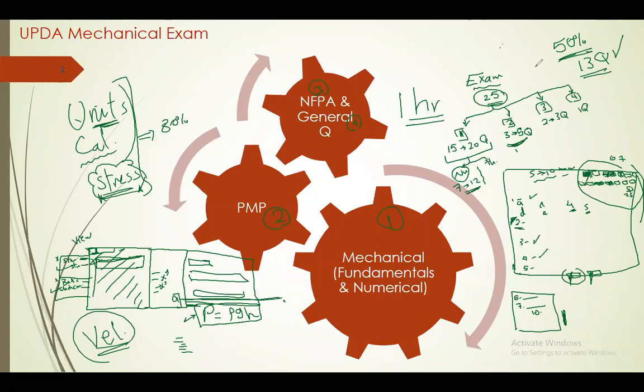Normally it's coming for mechanical, PMP and NFPA, and for general questions, maximum 1 question. General means an electrical question or civil question, but with an idea of solving mechanical also. So the PMP question part is already over for me. Also NFPA is from a standard code, for fire fighting, fire safety, fire alarm, NFPA general.